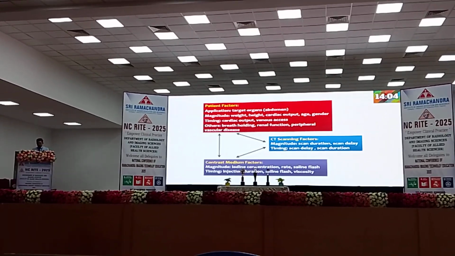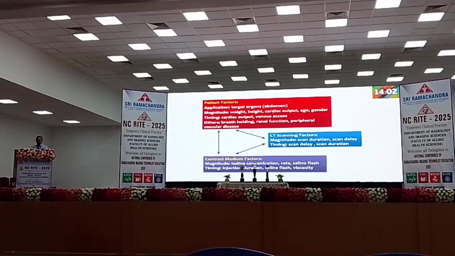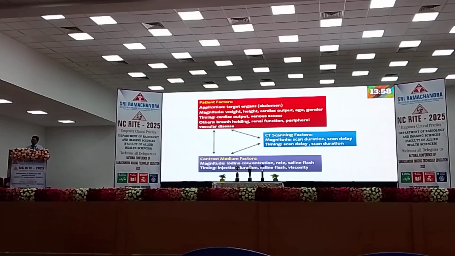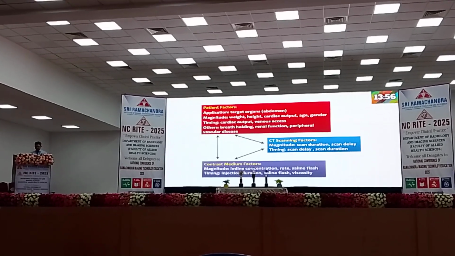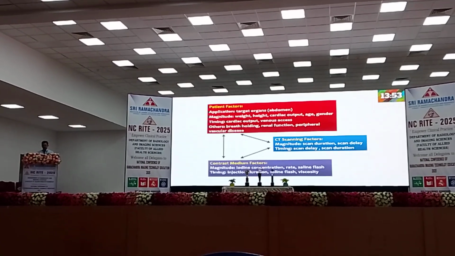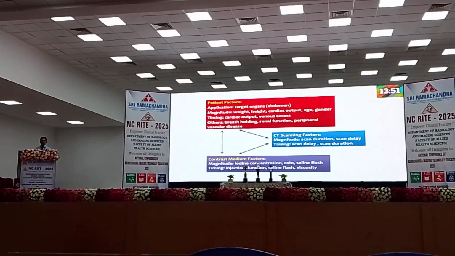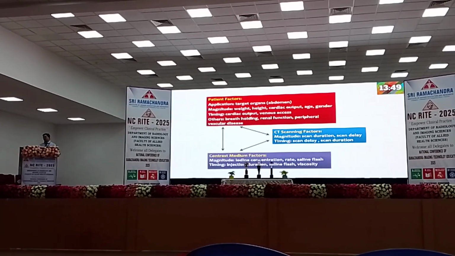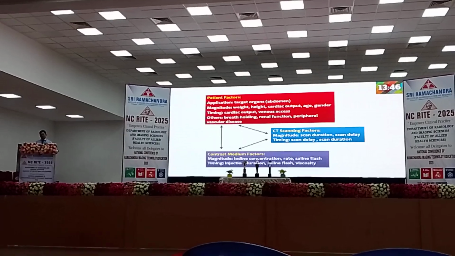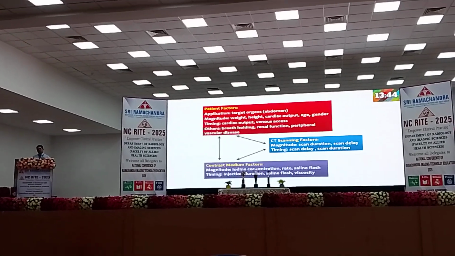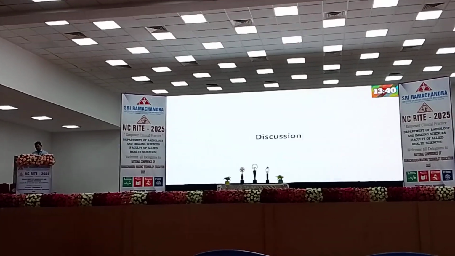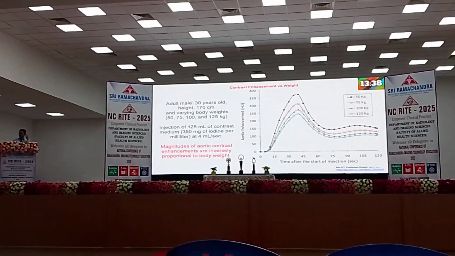And other parameters like kV, mA, slice thickness and so on are constant for all the patients. When it comes to contrast media, again, what type of concentration we are using, what is the rate, and what saline flush is used. The total volume will vary according to the patient height and weight. But the flow rate as well as the saline flush will be constant for most of the patients. So we'll just discuss it.